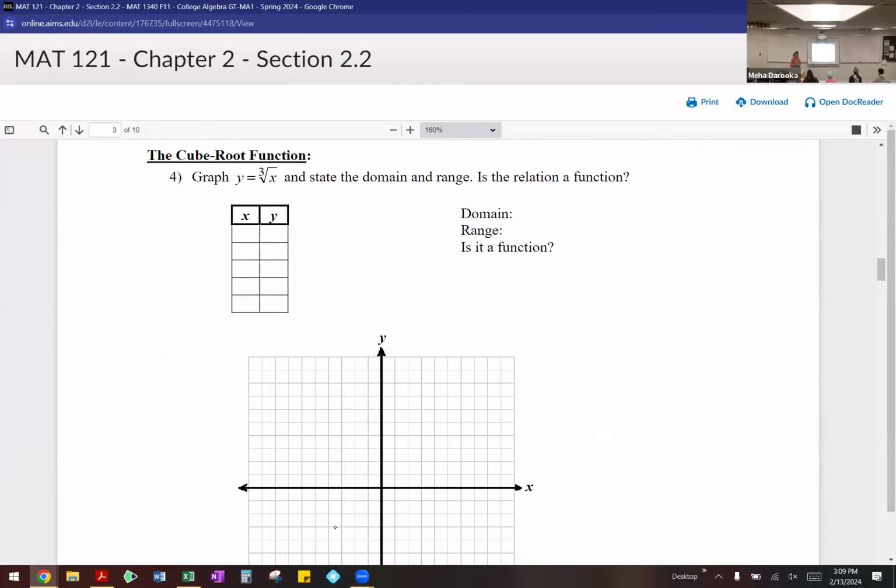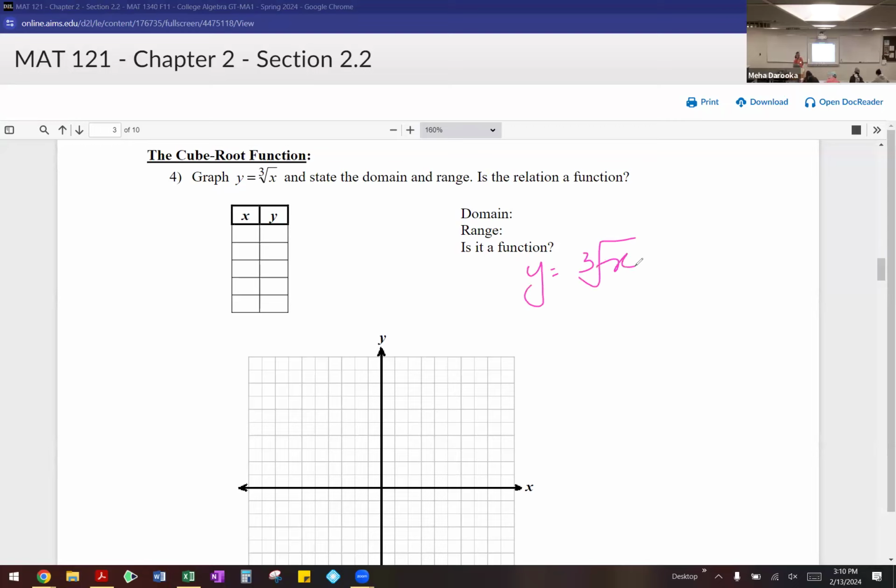Just after looking at the square root function, what would you say about this guy, the cube root? Any idea what this graph might look like? All right, let's find out what it's going to look like. We'll start by creating our x and y table. So y equals cube root of x.